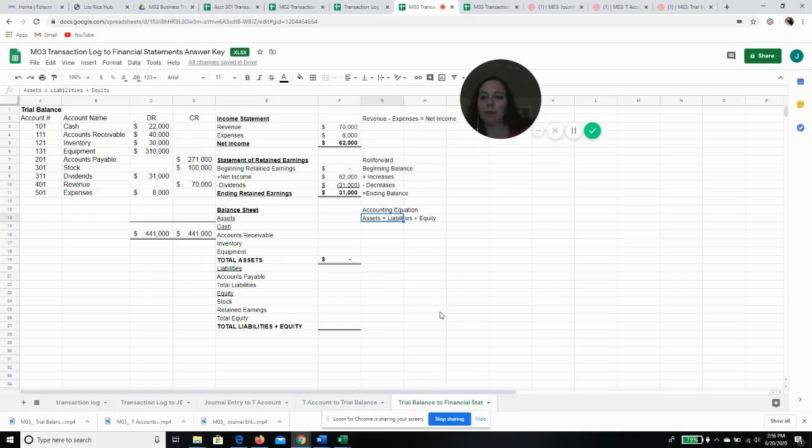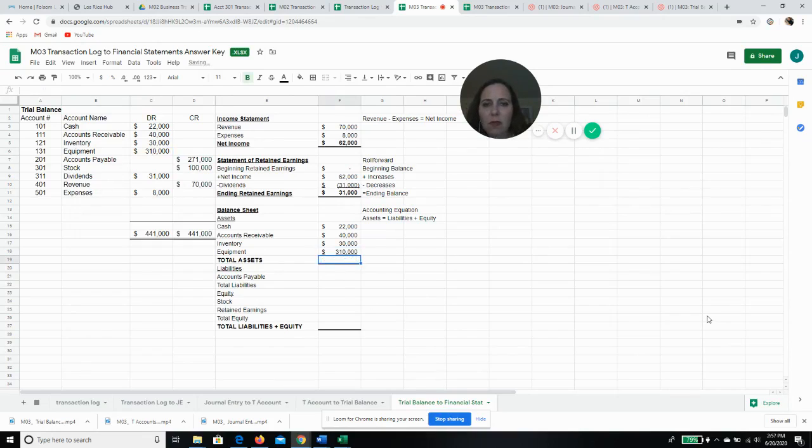Okay, cool. All right, so we are going to just take these totals. This should not be underlined. Okay. And we're going to take them straight from the trial balance. Okay, so cash is 22,000, accounts receivable 40,000, inventory was 30,000, and equipment is 310,000. So we end up with, and I just already had the formula here.